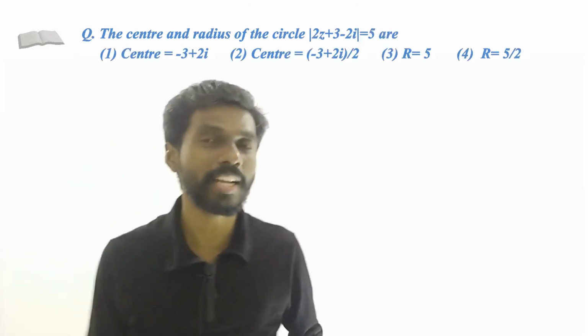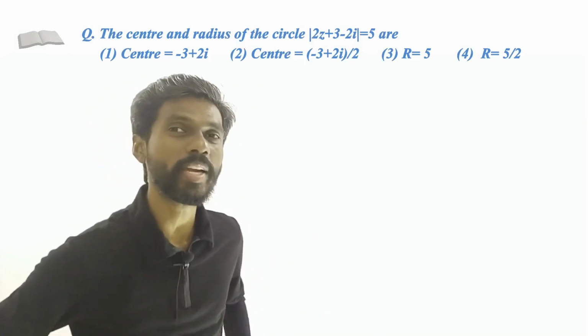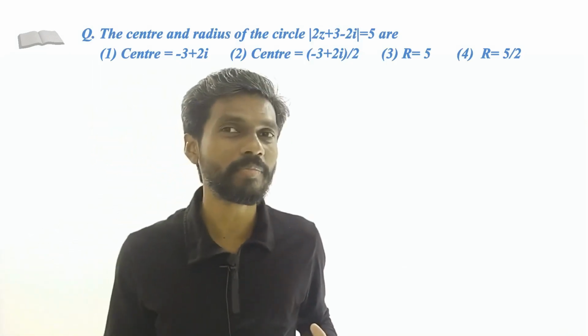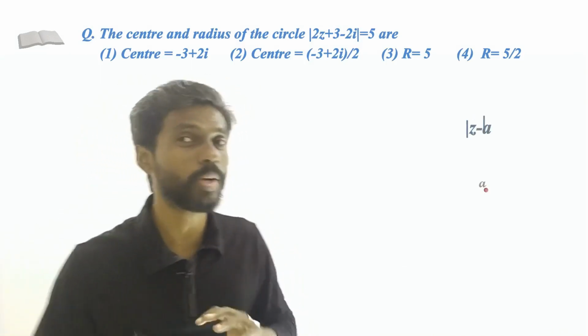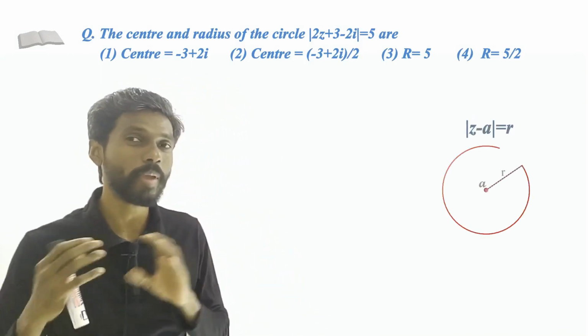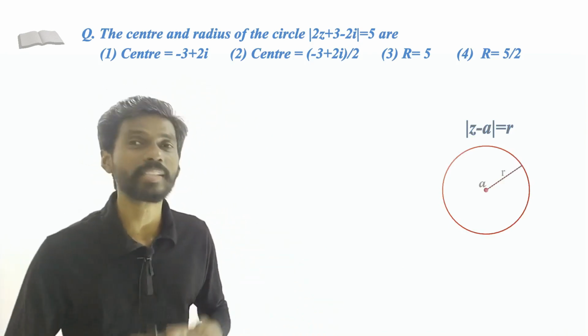Here the equation of a circle is given. We have to find its center and radius. First of all, is it the equation of a circle? The equation of a circle in complex form should be of the form modulus of z minus a equal to r. If it is not of that form, you should be able to bring it to that form. Only then can we find the center and the radius.